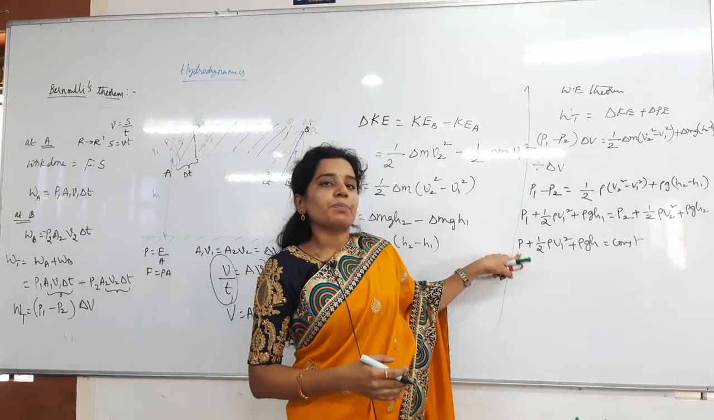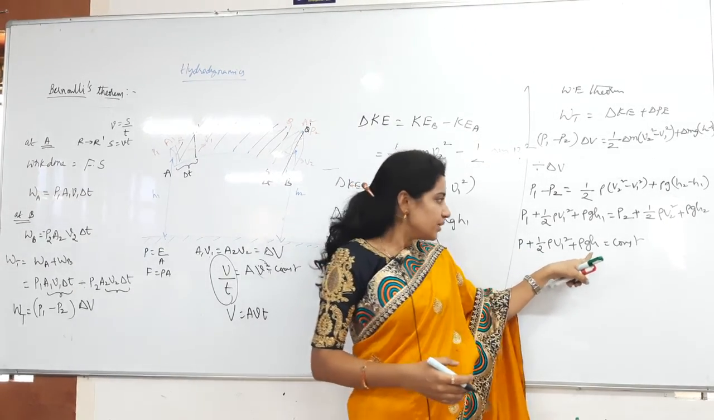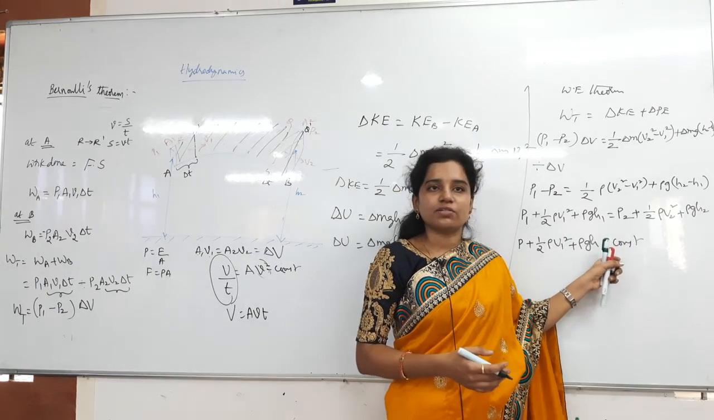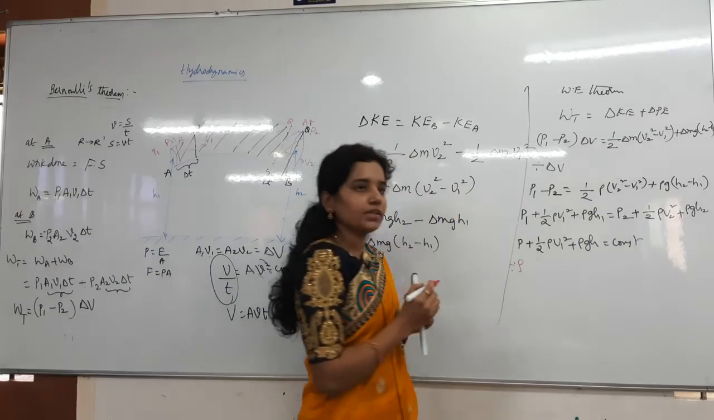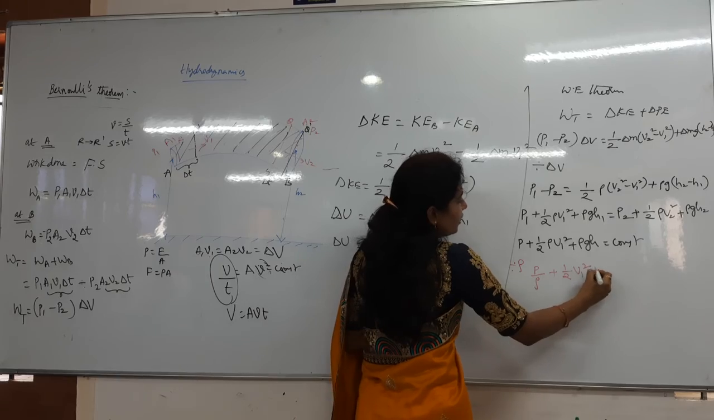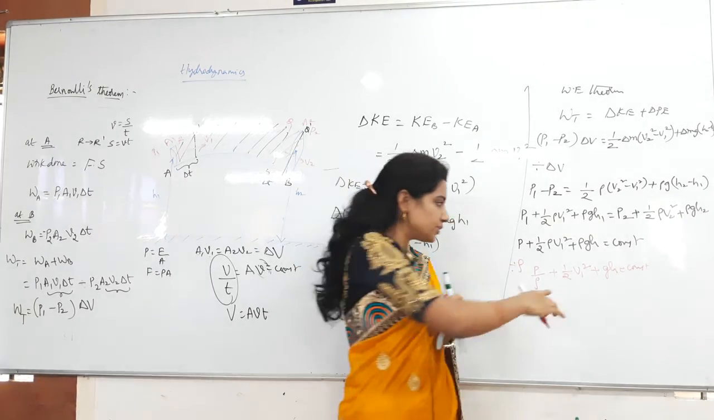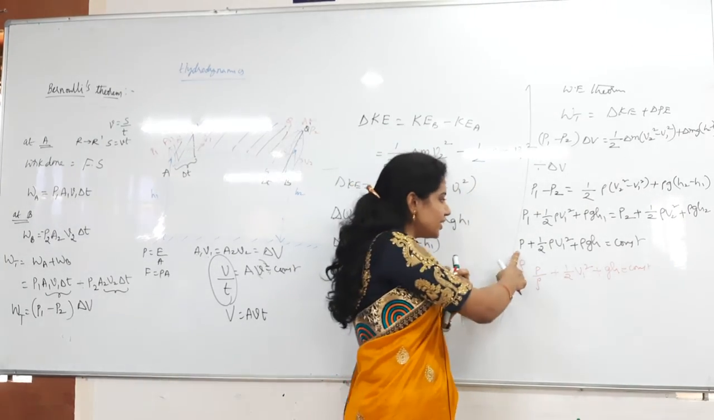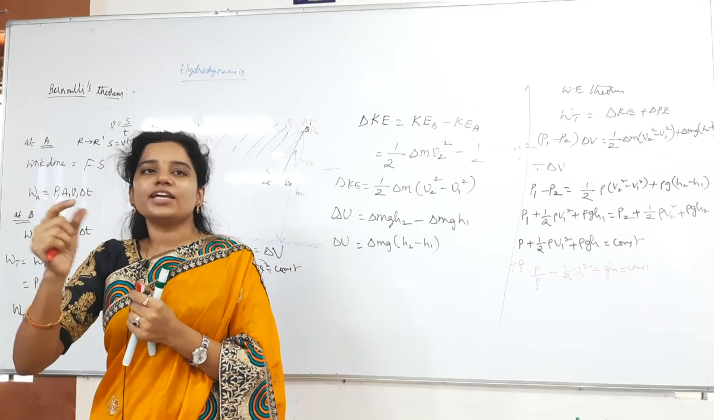So this P is known as the pressure energy per unit volume. This half rho V square is known as the kinetic energy per unit volume. This rho g h is known as the potential energy per unit volume. Clear? Then everything is constant. Also, whenever you divide everything by density, what equation will you get? P by rho plus half V square plus g h is equal to constant. This is known as the pressure head, this is the kinetic energy head, and this is the potential energy head. That is about the pressure head, kinetic energy head, and potential energy head.